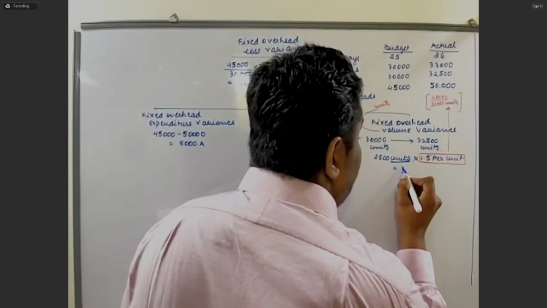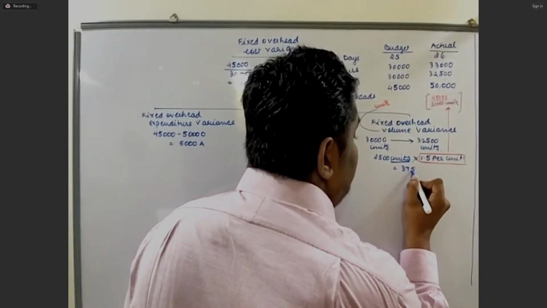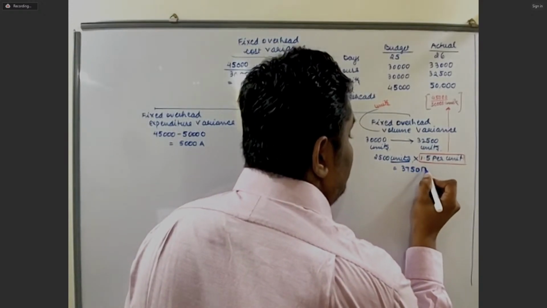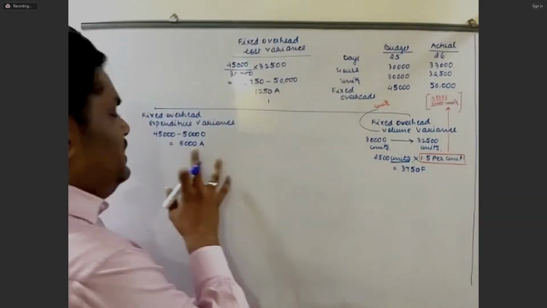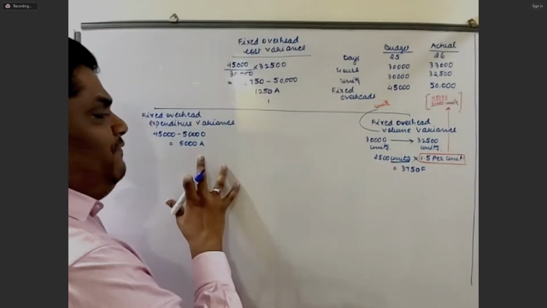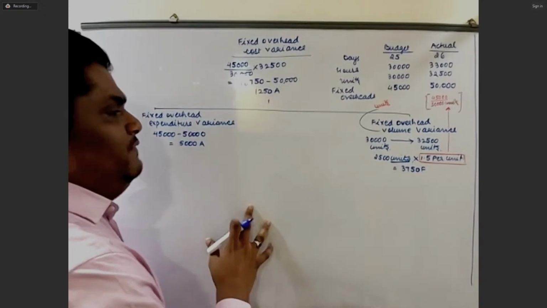This will be 3,750. So 3,750 favorable, 5,000 adverse. This will be 1,250 adverse.